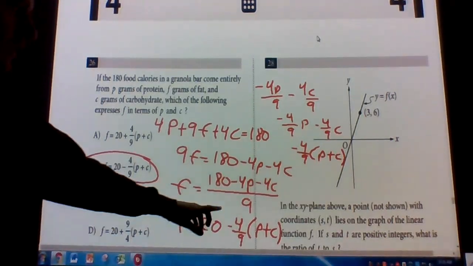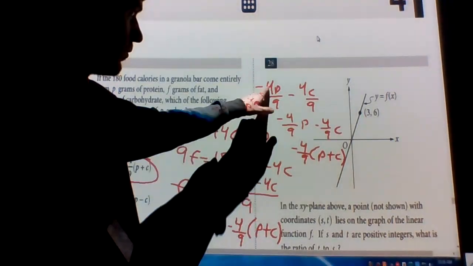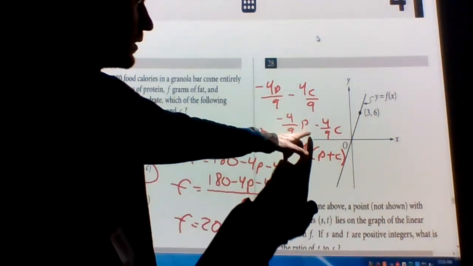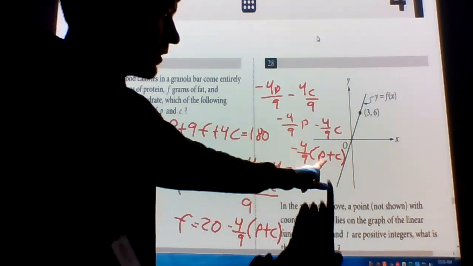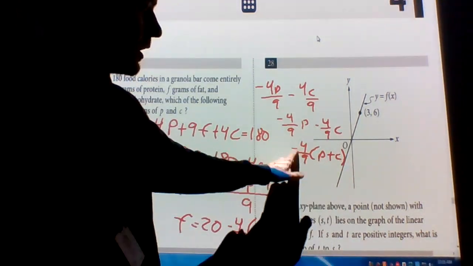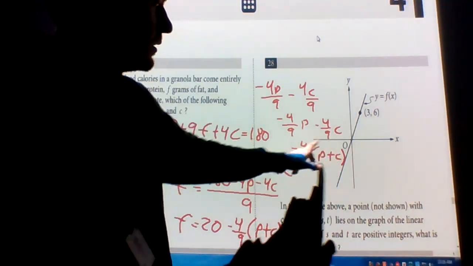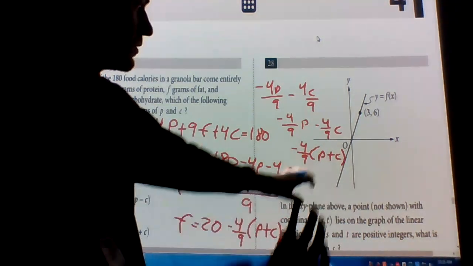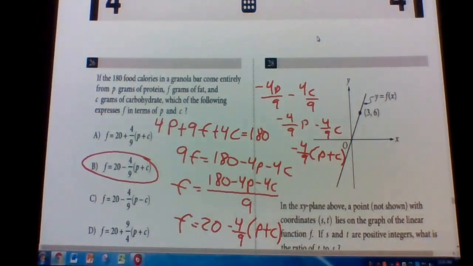Okay, so again, what I did here, right, 180 divided by 9 is 20, and then you have 4P over 9 minus 4C over 9, and then all I simply did was factor out a negative 4/9. So when you factor out the negative 4/9, you're left with P plus C. Negative 4/9 times P is negative 4/9 P. Negative 4/9 times C is going to give us negative 4/9 C. Okay, so we just simply factored out a negative 4/9, and you had P plus C left over. So it's going to be B.